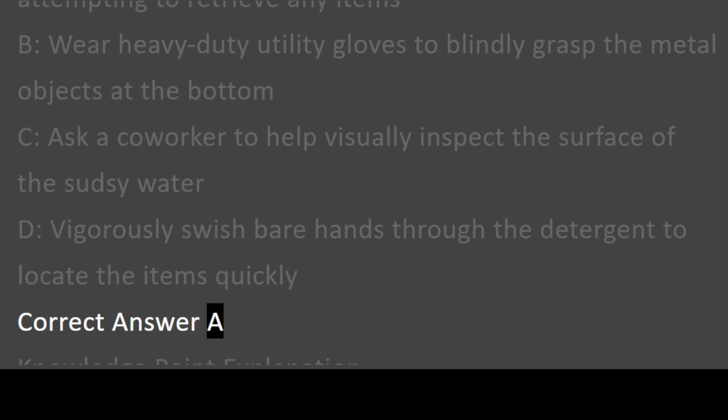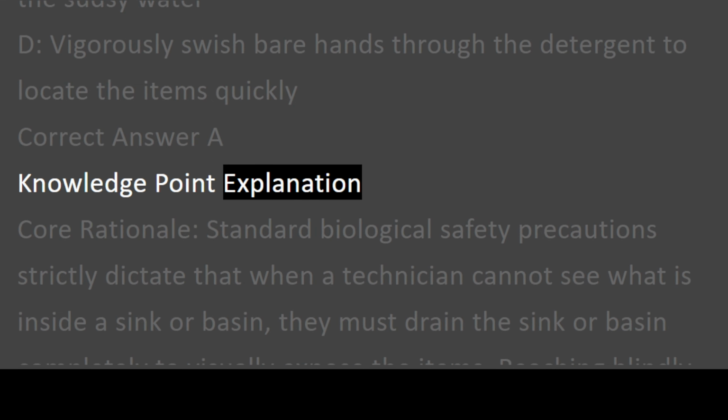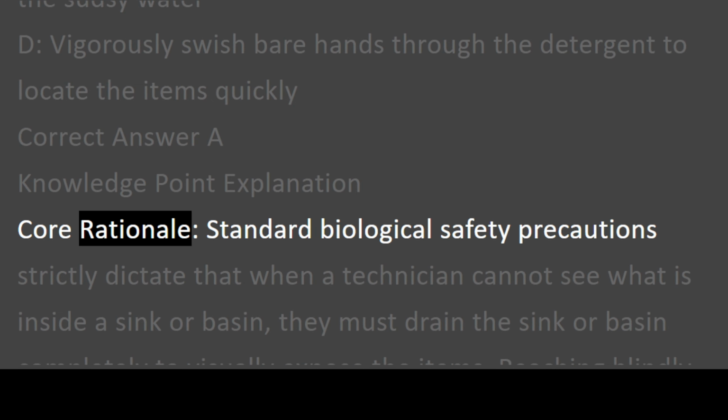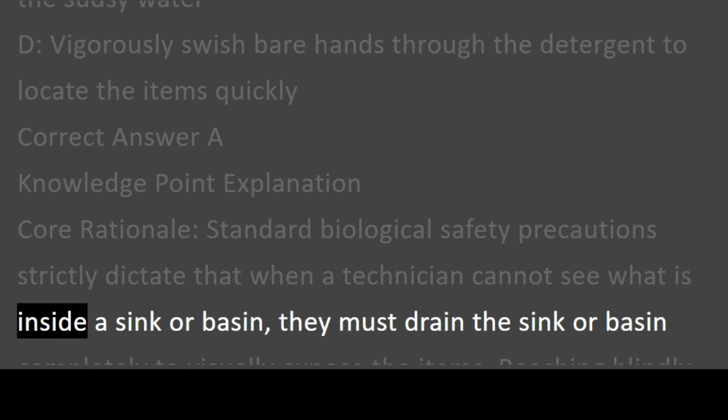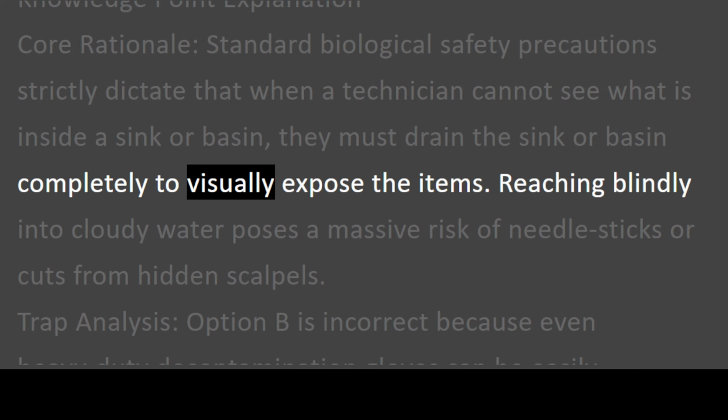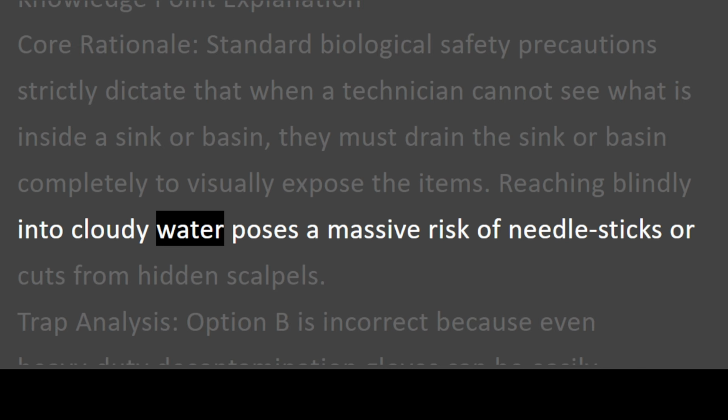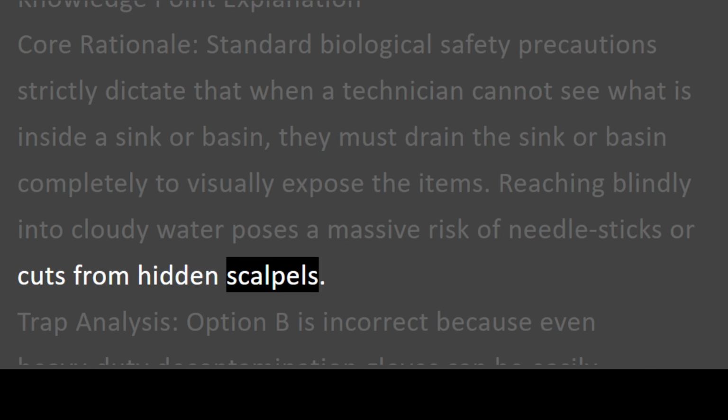Correct answer A. Knowledge point explanation. Core rationale. Standard biological safety precautions strictly dictate that when a technician cannot see what is inside a sink or basin, they must drain the sink or basin completely to visually expose the items. Reaching blindly into cloudy water poses a massive risk of needle sticks or cuts from hidden scalpels.